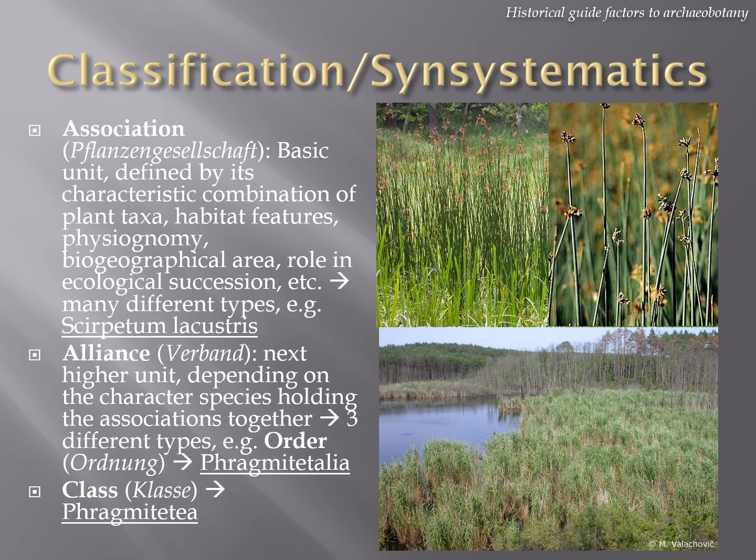Here an example of such a syntaxonomical system. The basic unit is the plant association, which is defined by its characteristic combination of plant taxa, habitat features, physiognomy, the biogeographical area, the role in ecological succession, and other factors. The next higher unit is the alliance, which holds plant associations together based on the character species, and the next higher would be the class.